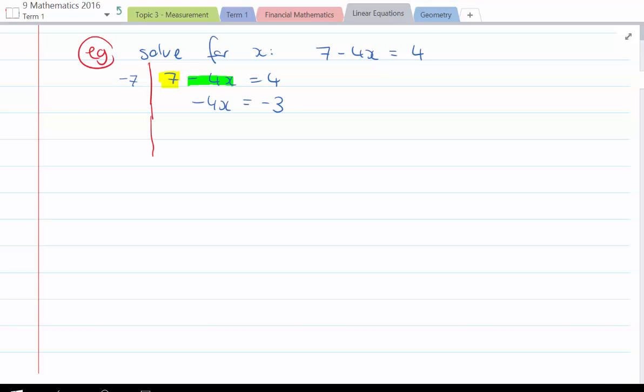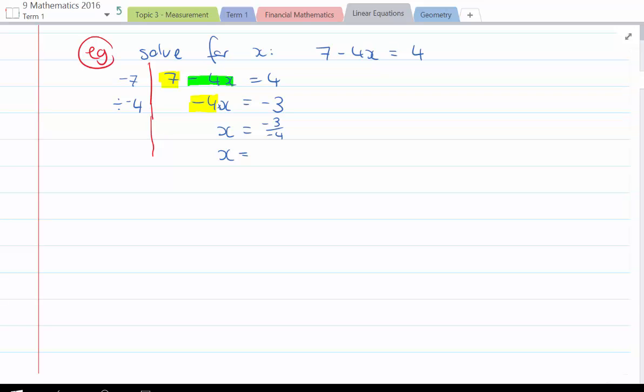Now what we need to do is get rid of this negative 4. Now, please be aware again that this is a negative 4 multiplied by x. So that negative 4 has been multiplied by x. In order to undo that negative 4, we will have to divide by negative 4 on both sides. So we divide negative 4x by negative 4, and we've got x. And we have negative 3 on negative 4 on the other side.